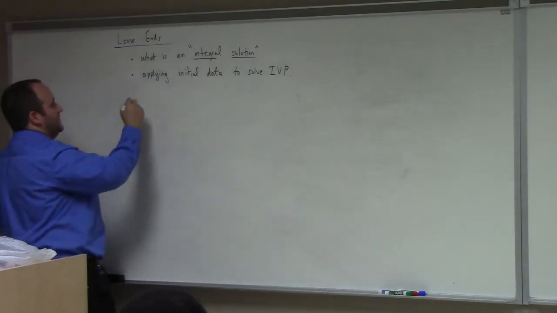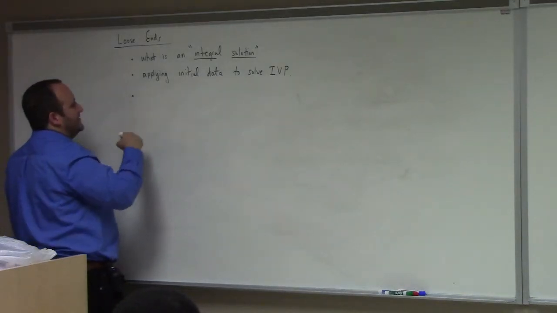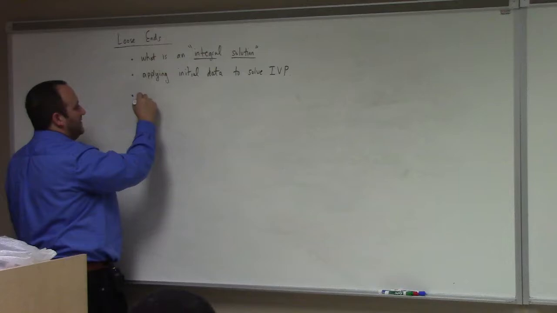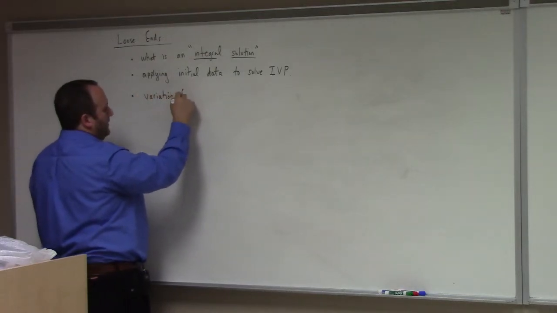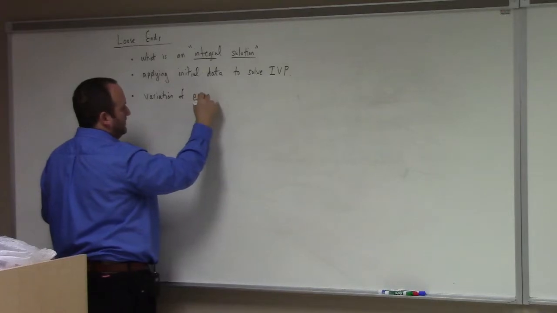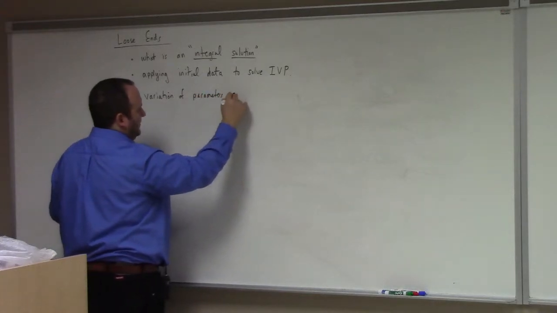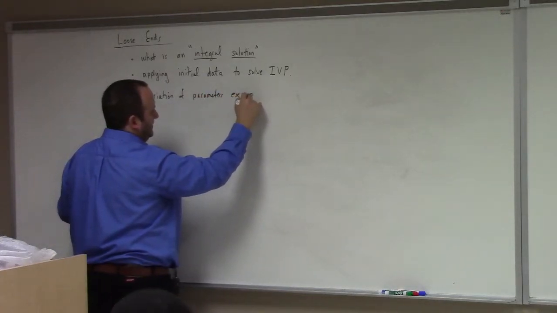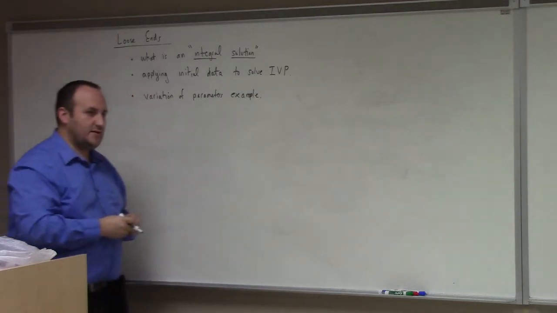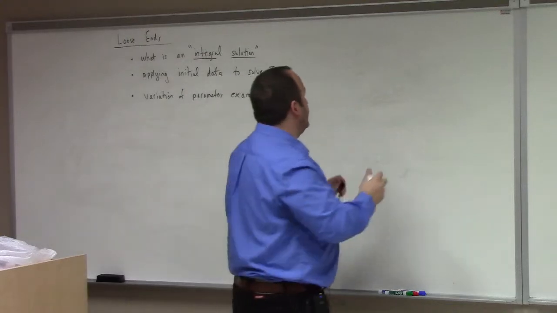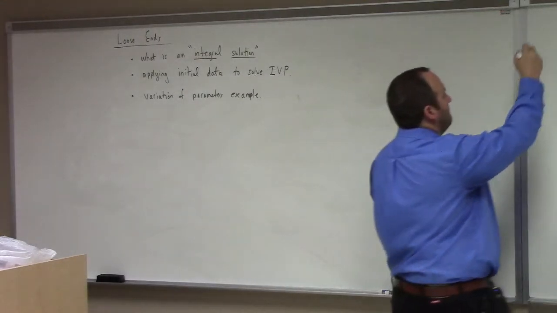And actually, completely connected with my first bullet point is a variation of parameters example. And exactly, the third shall be the first. You'll see what I mean in just a second here. So let's look at a variation of parameters example. Example 1.